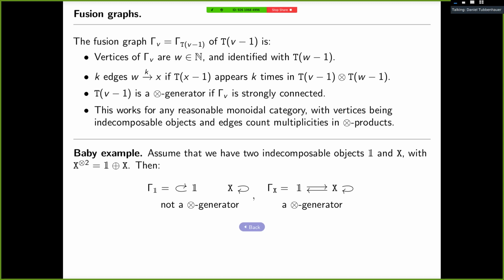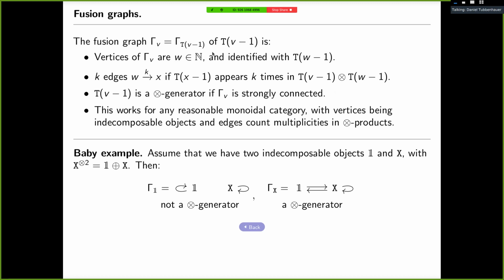It works as follows. I have a graph, and the vertices of my graph are just the indecomposable objects of my category. In my case, you can identify the objects with the tilting modules, because they are the indecomposable objects in my category. And you write an edge between two vertices if one of them appears in the tensor product.